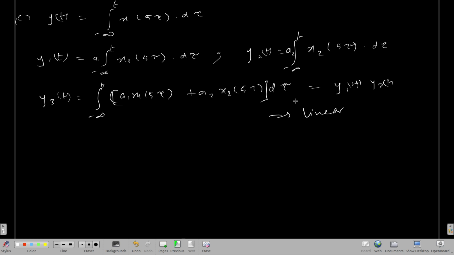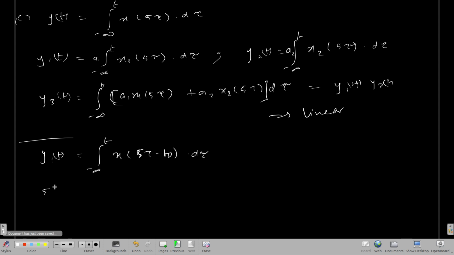Now let's check for time variance or time invariance, whichever it is. If we are shifting the input, y1 of t is equal to the integral from minus infinity to t of x of phi tau minus t0 d tau. So since we are adding a shift to an already existing function, we have to change the variable of integration into a new one to take into account this shift, right?